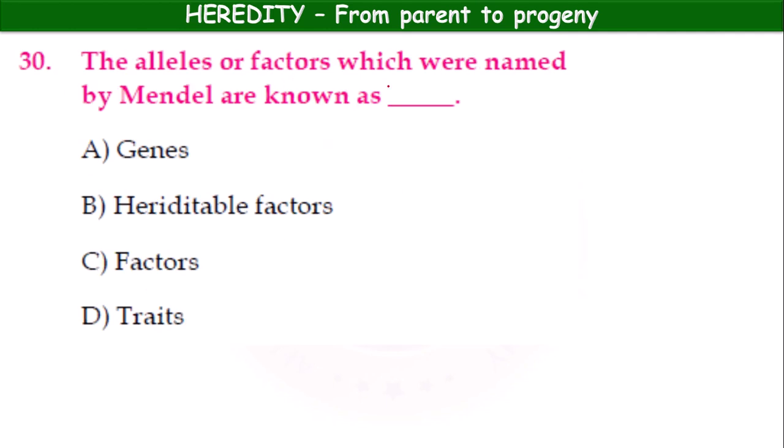The allele or factor which was named by Mendel is known as genes, heritable factors, traits. Which one? Genes. Alleles are also called factors, and are also called genes.